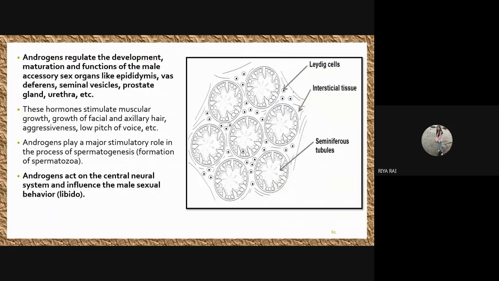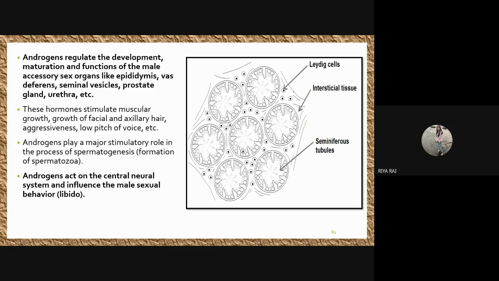Androgens regulate the development, maturation, and function of the male accessory sex organs like the epididymis, vasa deferentia, seminal vesicle, prostate gland, and urethra. These are the different accessory organs present in the male reproductive system. In the image, we can see the Leydig cells present in the interstitial tissues surrounding the seminiferous tubules. Androgen or testosterone stimulates muscular growth, facial and axillary hair, aggressiveness, and low pitch of voice, which are the secondary characteristics observed in the male.